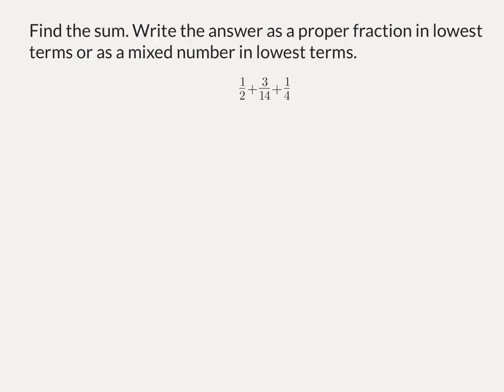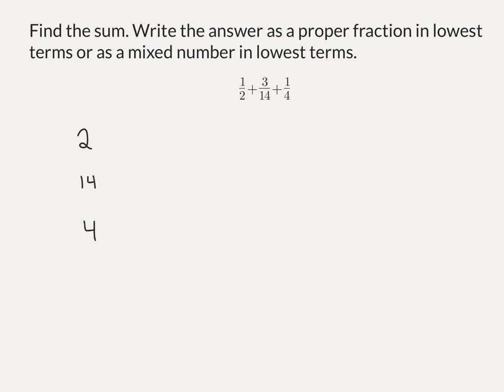Find the sum. Write the answer as a proper fraction in lowest terms or as a mixed number in lowest terms. Here I have 1/2 plus 3/14 plus 1/4. In order to add these fractions together, I need to have the same denominator. So I'm going to have to find the LCD. I'll write down my denominators, which are 2, 14, and 4.